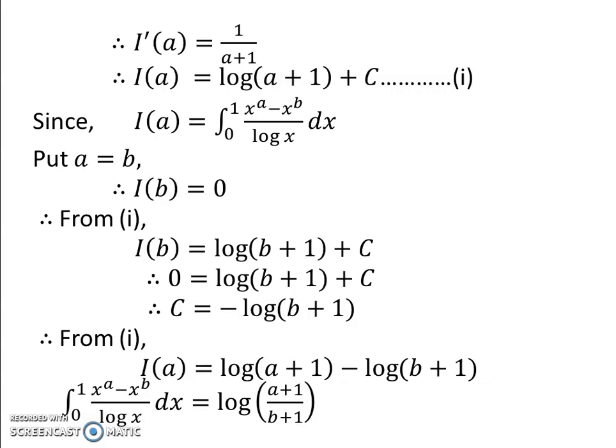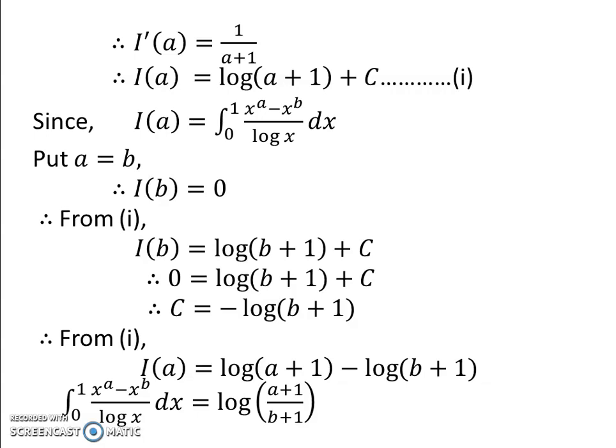And replacing I of a, we get integration 0 to 1 x raised to a minus x raised to b upon log x dx equal to log of a plus 1. Hence the proof. So in this problem we have considered a as parameter. You can choose b as parameter also. Then also you will get the same answer.